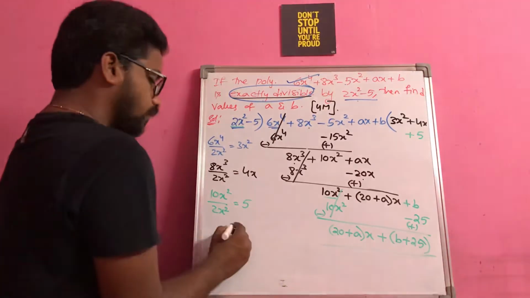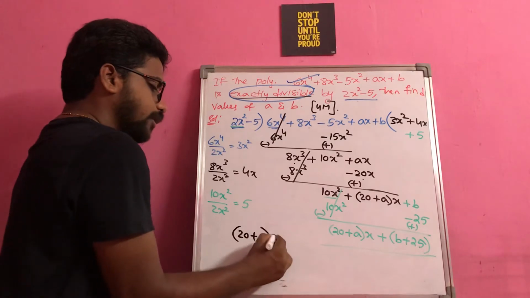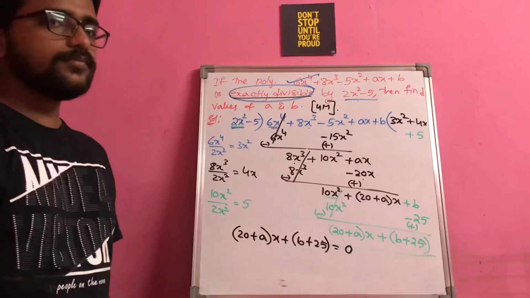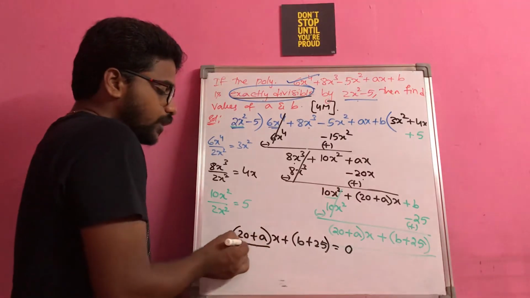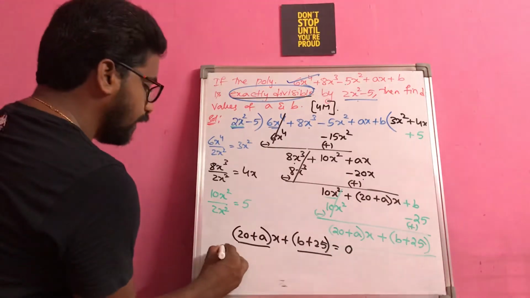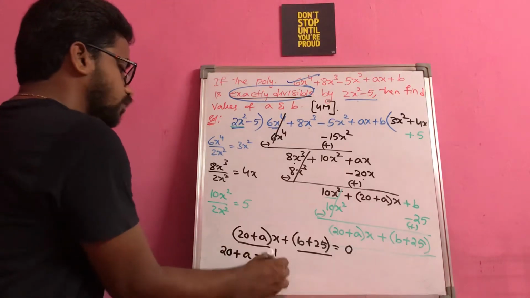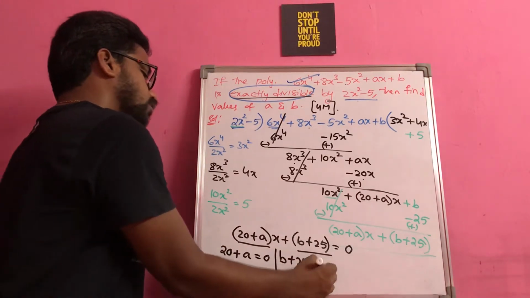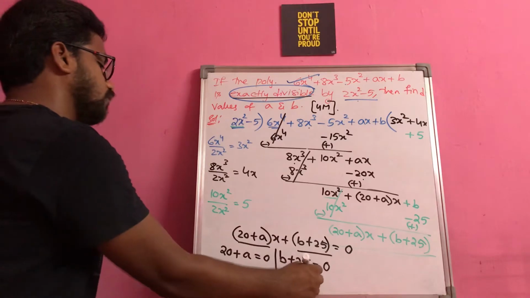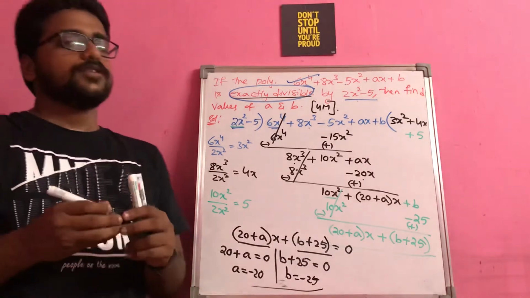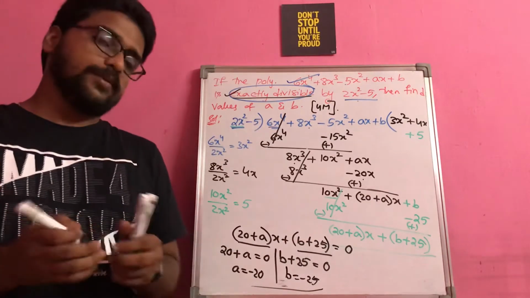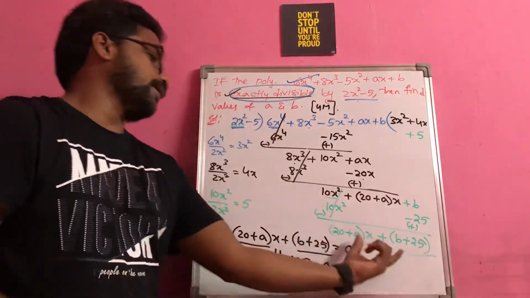That means whatever remainder we got here, 20 plus a into x plus b plus 25, should be equal to 0. So that means these individual terms have to be equal to 0, then only you will get the answer as 0. So 20 plus a should be equal to 0 first, next b plus 25 is equal to 0. So a is equal to minus 20, b is equal to minus 25. So this is how you should understand the word exactly divisible. Exactly divisible means you have to make the remainder 0.